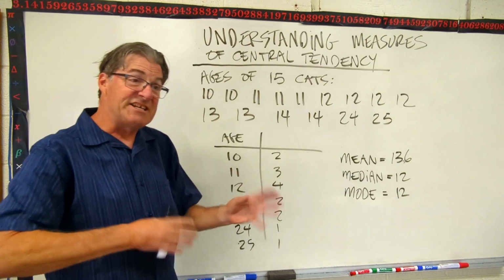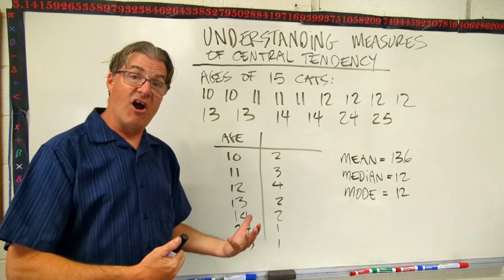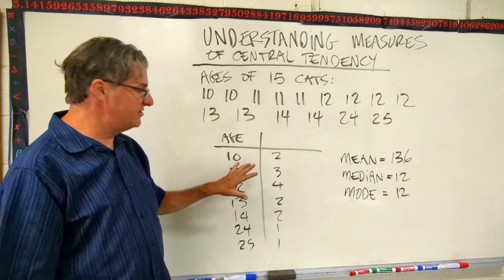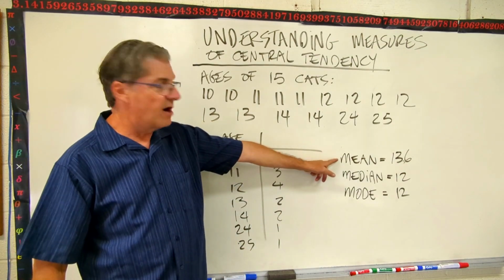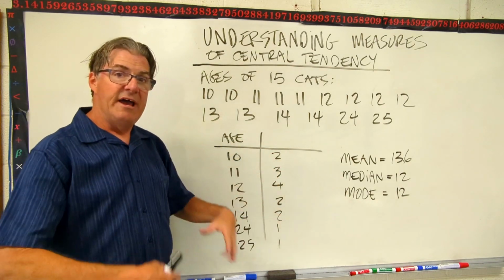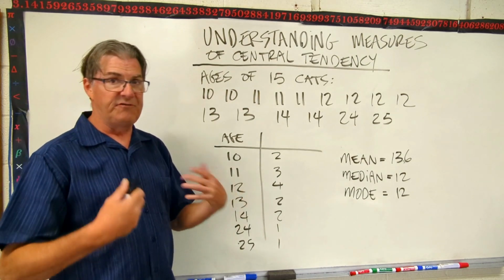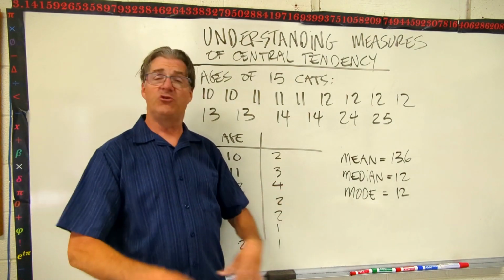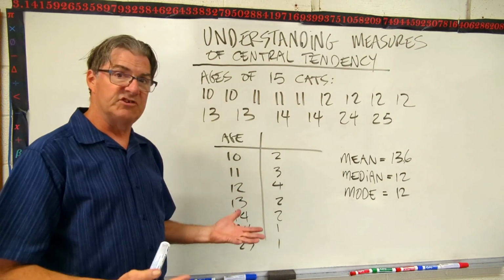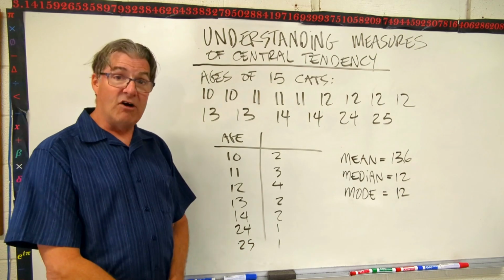Now, outliers kind of sound like, hey, they're way out there. And it's true, they are. And so with these 2 outliers in our data set, it skewed our mean higher than our median and our mode. So if I were describing this data set to you with just one number, I would say we sampled 15 cats and the median age was 12 years old, or the mode was 12 years old. I wouldn't use the mean because that's skewed by our outliers.